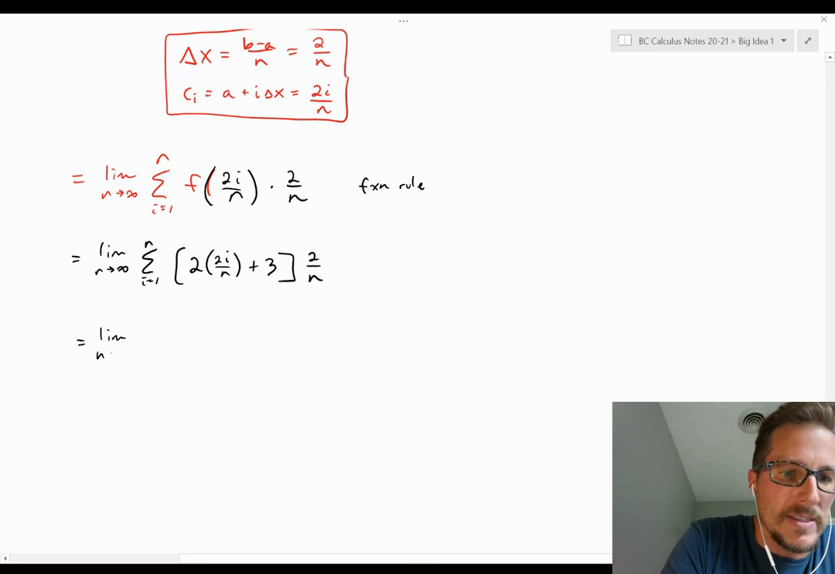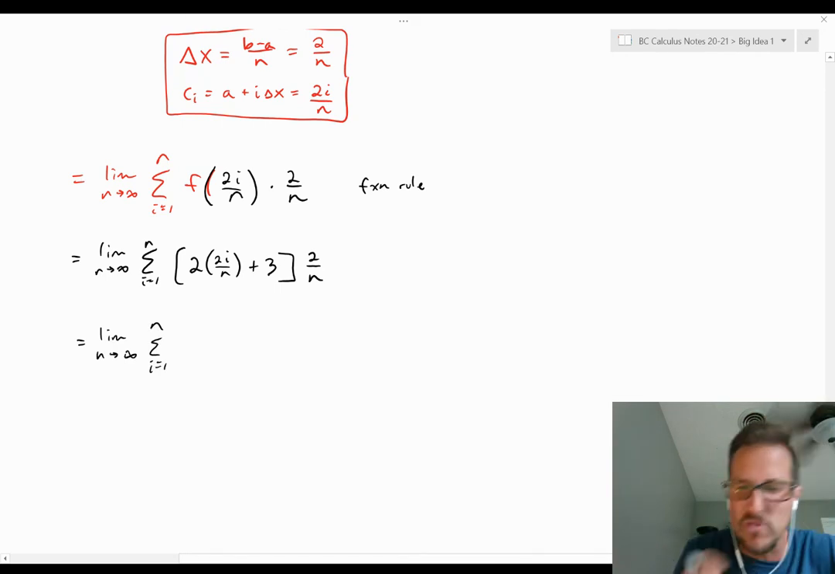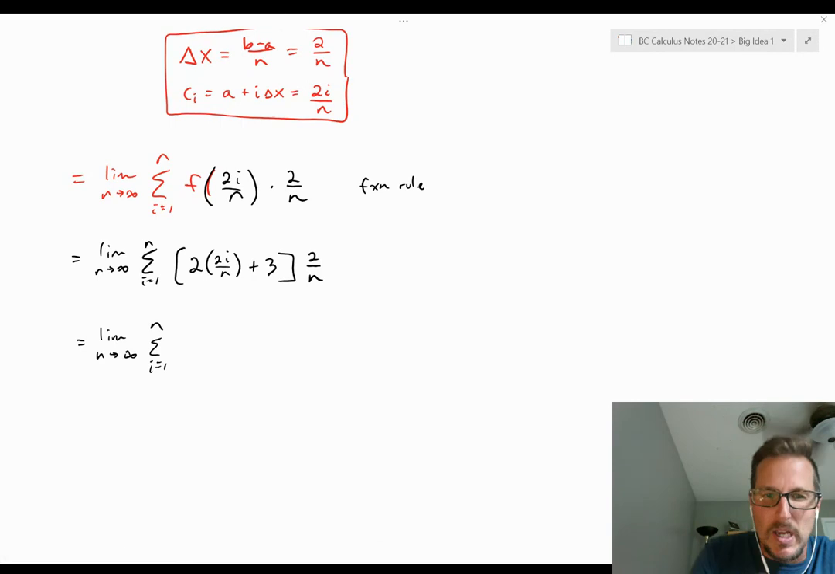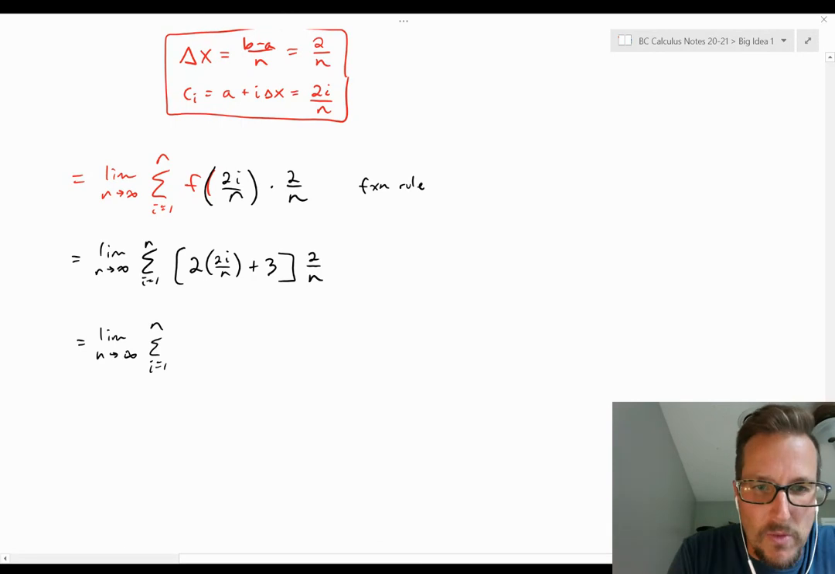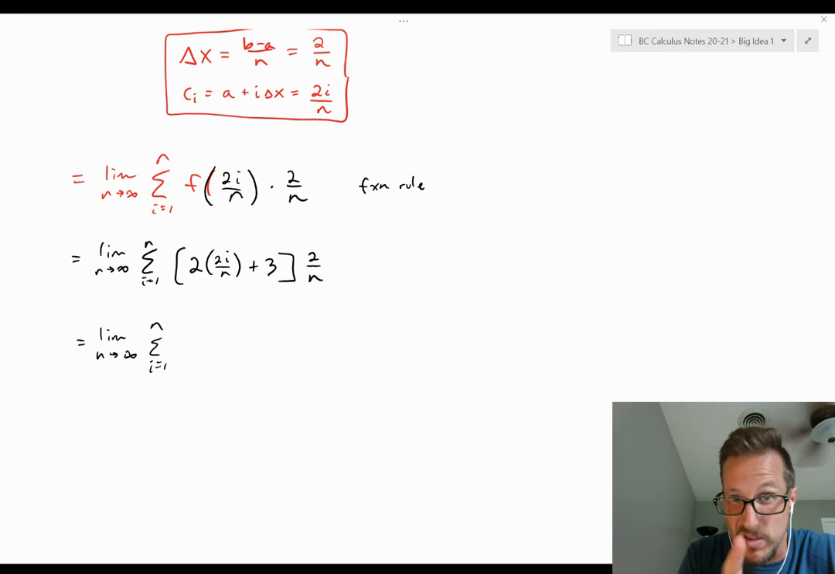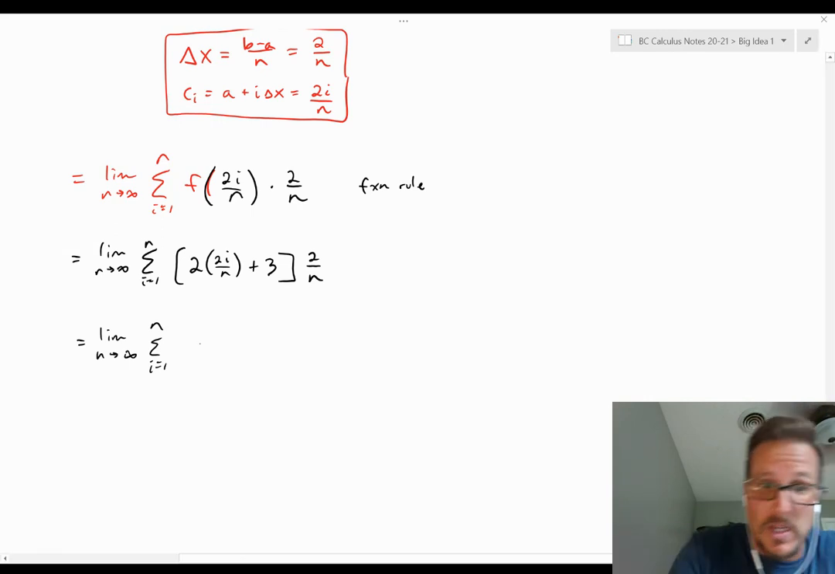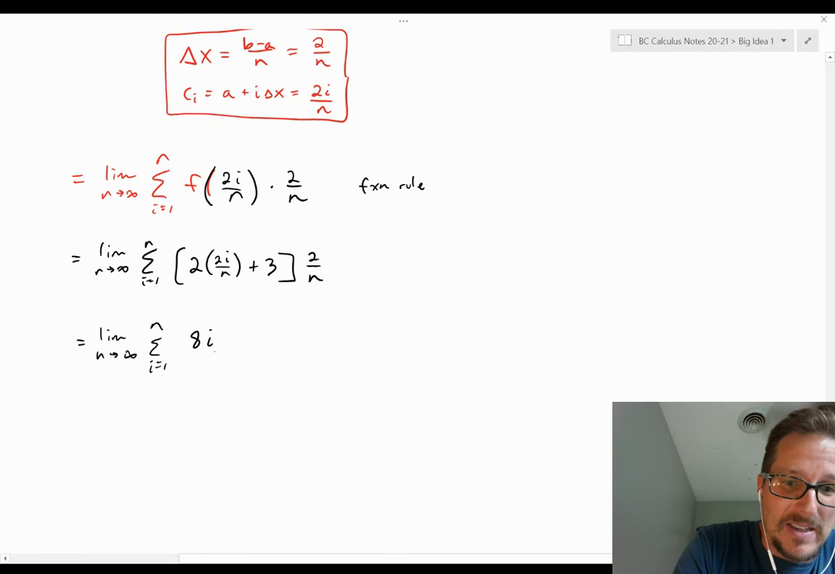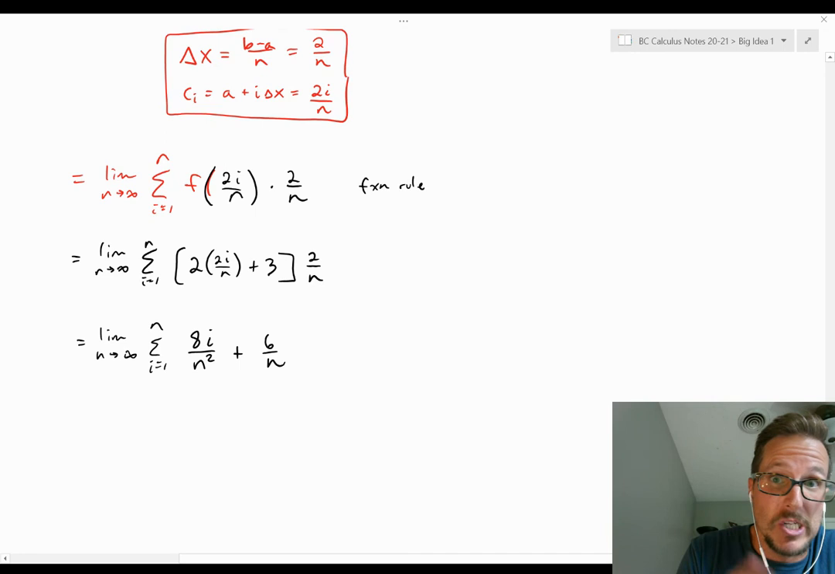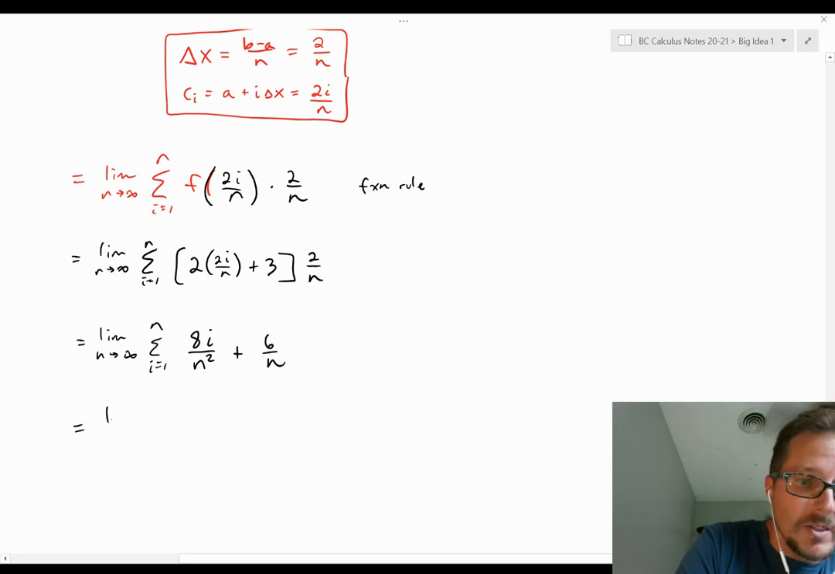So limit as n goes to infinity, the sum from i equals 1 to n. I'm going to try to multiply and distribute kind of all at once. So let me see. That's 4i over n plus 3. But I'm going to kill two birds with one stone and multiply by 2 over n as well. So I got 8i divided by n squared plus 6 over n. Now, summations I can break apart. So that's the limit as n goes to infinity.